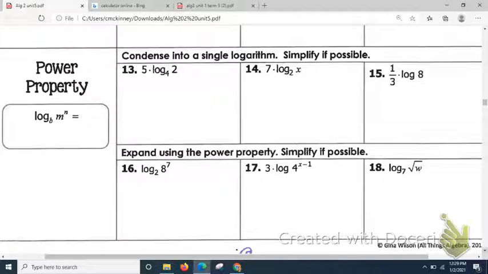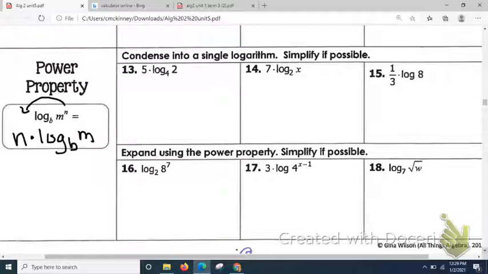And log base b of m to the n power is the same as n times log base b of m. I think of it as the exponent jumps out front. Right? So like the exponent jumps out to the front. So when it's condensed, there is not a number out in the front.